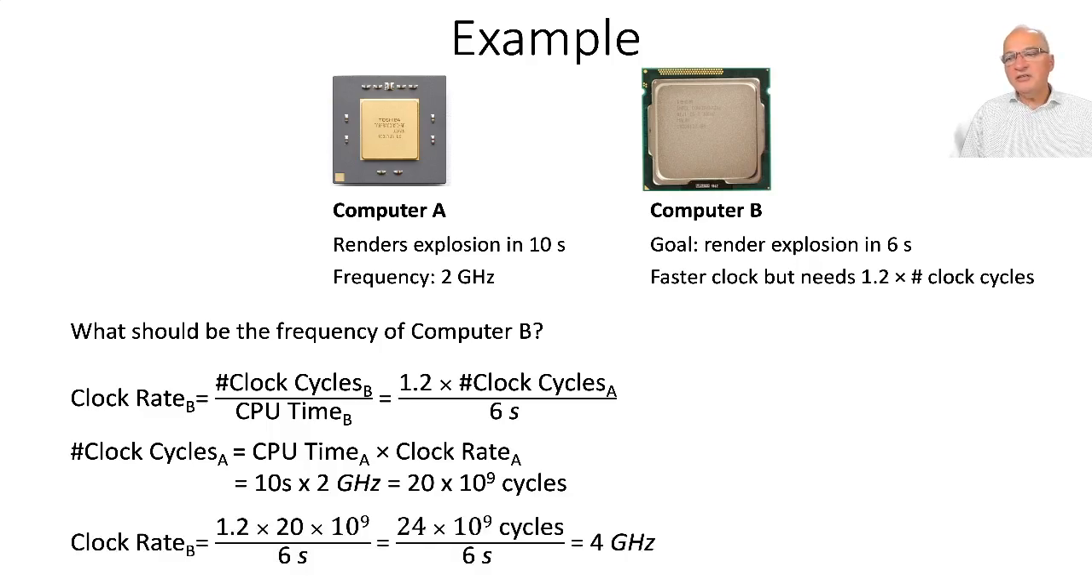Now I can replace the number of clock cycles of A that I just found in the relation that I have for the clock rate of B. And that will give me, if I do the arithmetic correctly, a clock frequency of 4 gigahertz for computer B. So this is just an example illustrating how I can use the simple relations that I have learned in this lesson to make, for example, a prediction for the clock frequency that a given computer has to have, given a goal for performance that was given to the design team.